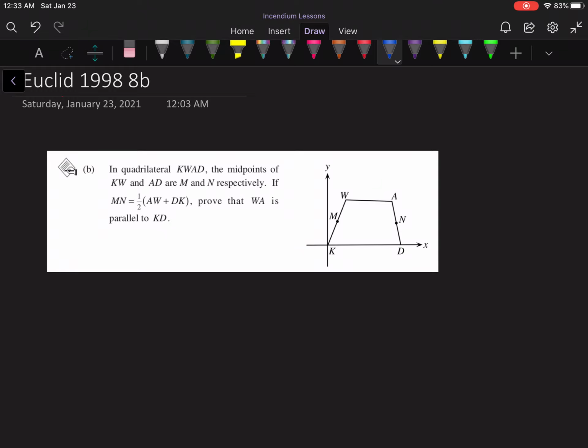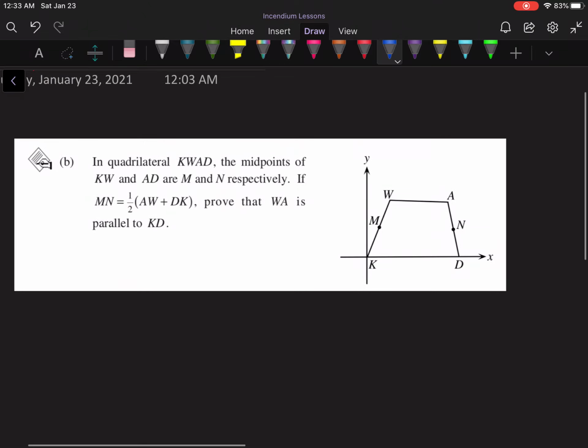This one is slightly harder, but it's a bit more straightforward in another way. The cool thing about this one is that it tells you it's on a grid, so you don't have to think to yourself for a second, should I put this on a grid, or should I approach this using Euclidean geometry? They just tell you to put it on a grid. The question is: prove that WA is parallel to KD if MN is half of AW plus DK. So that's a mouthful. But let's get into it.